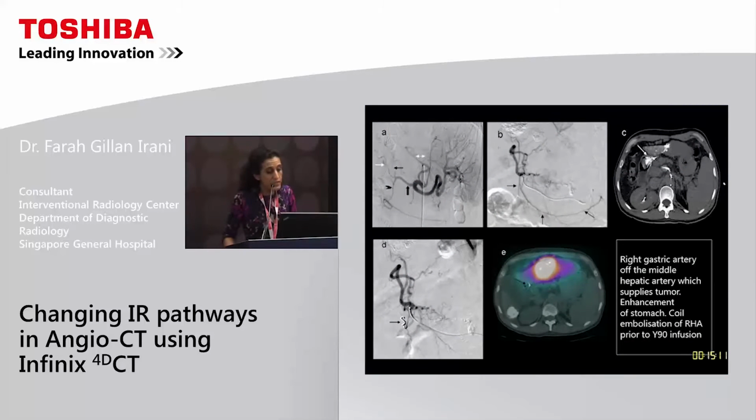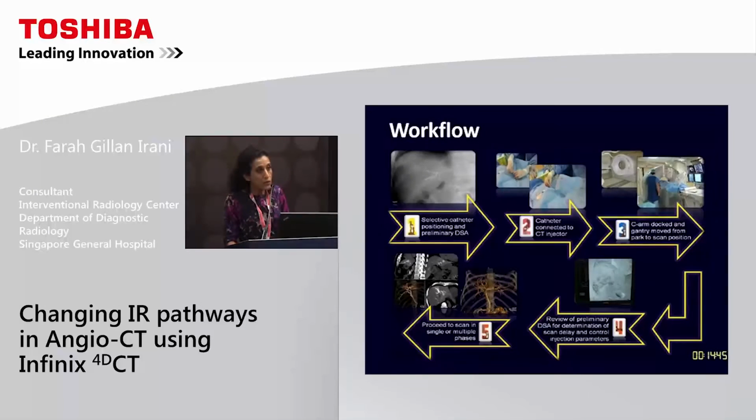So this is a classical example where we can just quickly go through the anatomy. You have the left hepatic artery coming off. This is the common hepatic trunk, and this is the middle hepatic artery. The tumor is sitting in the middle lobe, and therefore you can see that this is the middle hepatic artery, but we don't know what this artery is. And if you do an Angio CT, you will see that this actually supplies the stomach. Having seen that, we actually go selectively into this branch, coil it, and this allows for the safe delivery of Y90.